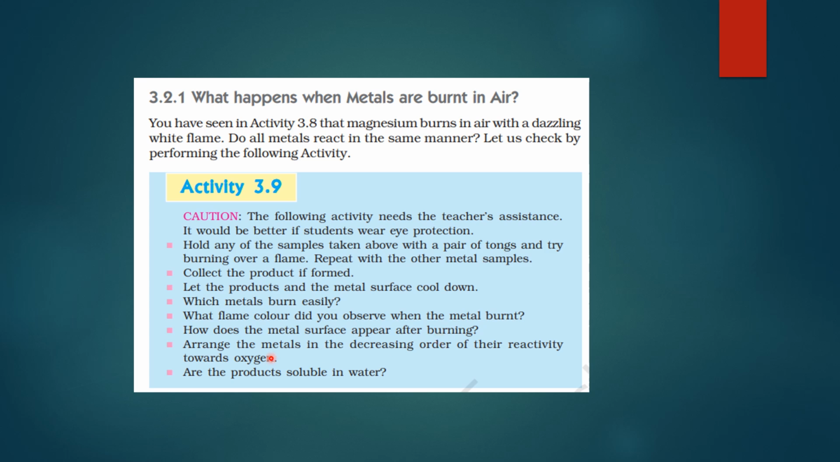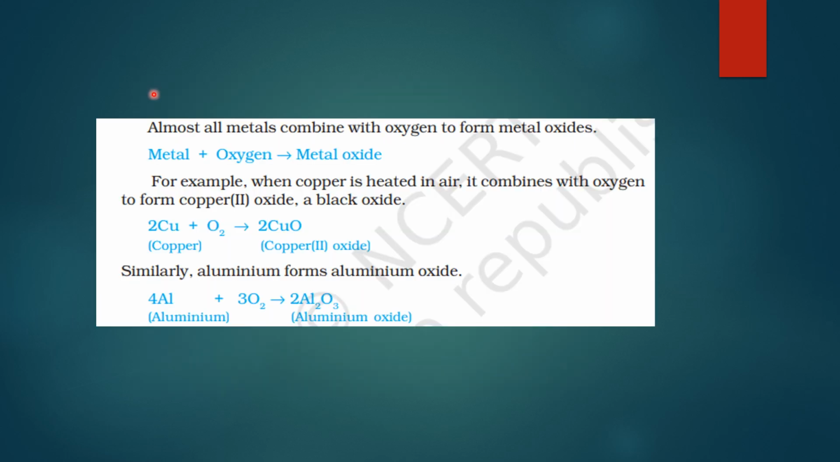Then we can arrange these metals in the decreasing order of their reactivity towards oxygen. We will also check if the products are soluble in water. All these observations we are going to take. Basically, almost all metals combine with oxygen to form metal oxides. So metal plus oxygen gives metal oxide.